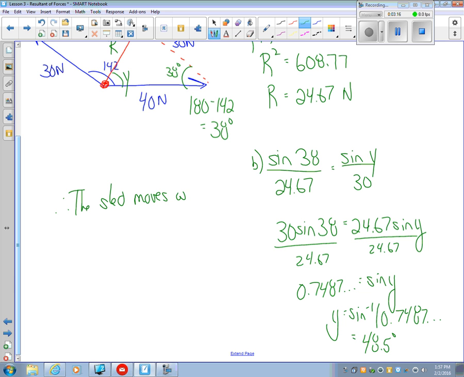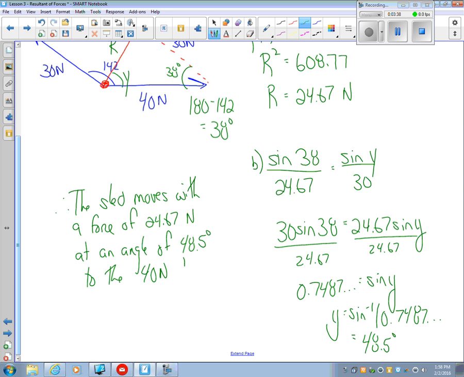Okay, so therefore, the sled moves with a force of 24.67 newtons at an angle of 48.5 degrees to the 40 Newton force. Just so I can say which angle I measured, right? Not, I went against the 40 Newton one. Okay, and that takes us to the end of the resultant of vectors.